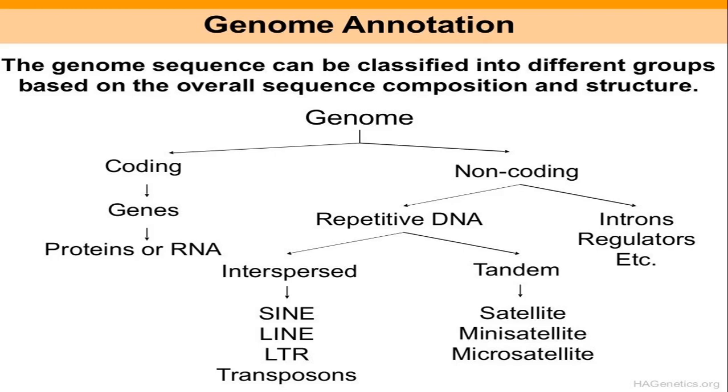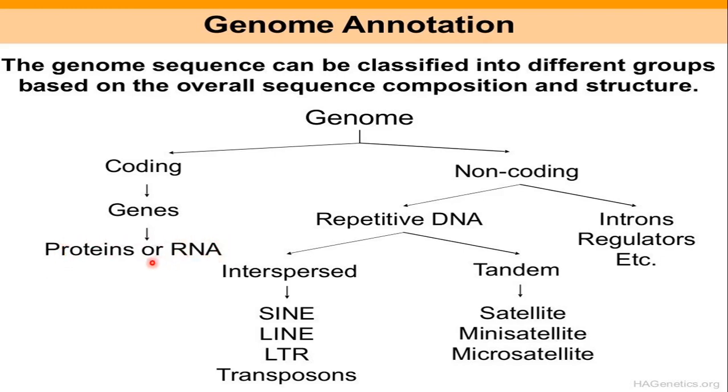Now the genome annotation. Genome sequence can be classified into different groups based on overall sequence composition and structure. This is an overall view that is given. Now the genome has coding and non-coding regions, exons and introns. The coding regions are simple compared to the non-coding regions. Coding regions are the genes that we talk about, and these genes express through transcription forming RNA and then translation to form the protein. So finally these genes will be expressed as proteins or RNA.